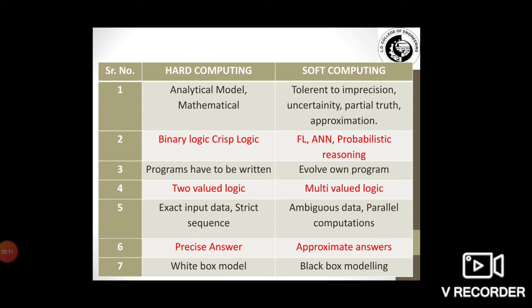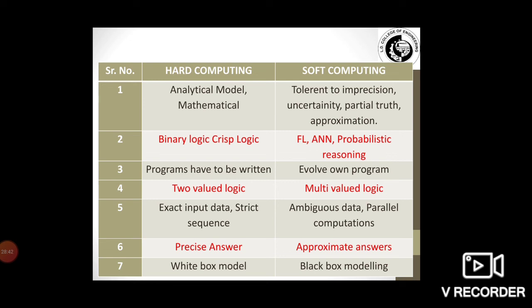Then in hard computing you have to do some exercise or programs have to be written, but soft computing makes and evolves its own program. When we do the exercises, you will come to know about it. For hard computing, two-valued logic is there. For soft computing, multi-valued logic is there. For hard computing, exact input data has to be provided. A strict sequence has to be maintained, because whenever you are doing any mathematical or experimental work, you have to go step by step. Alright, in a systematic manner.